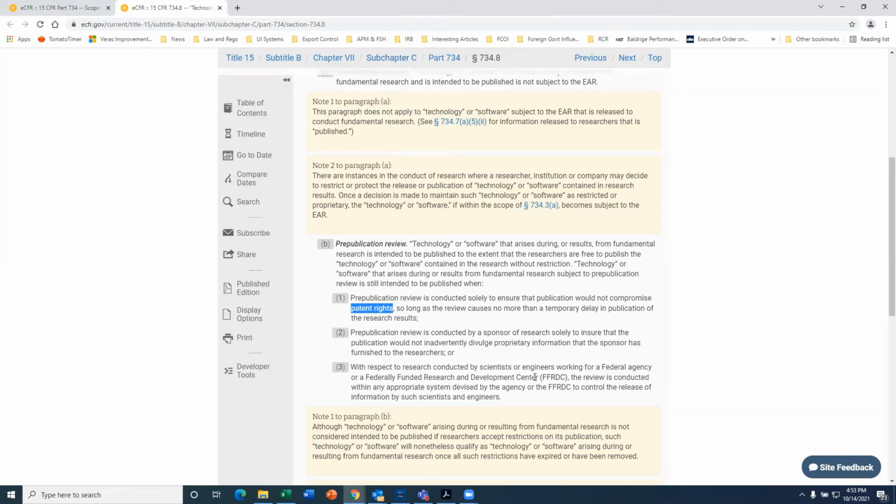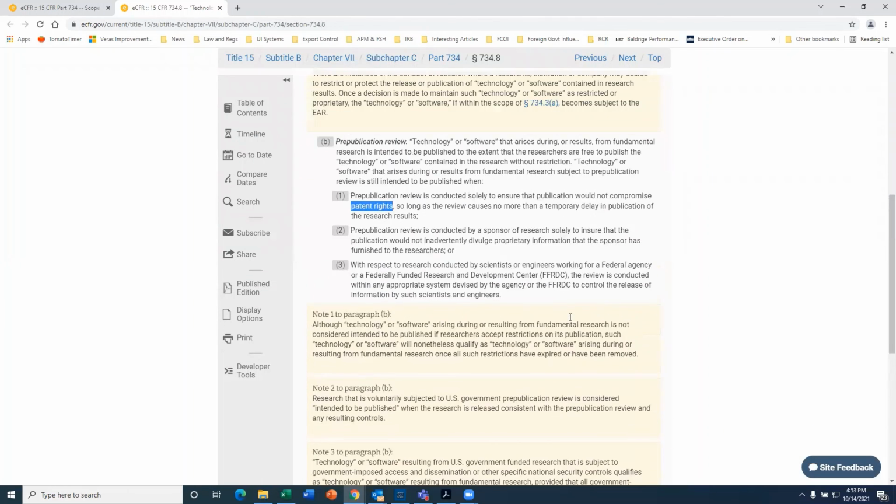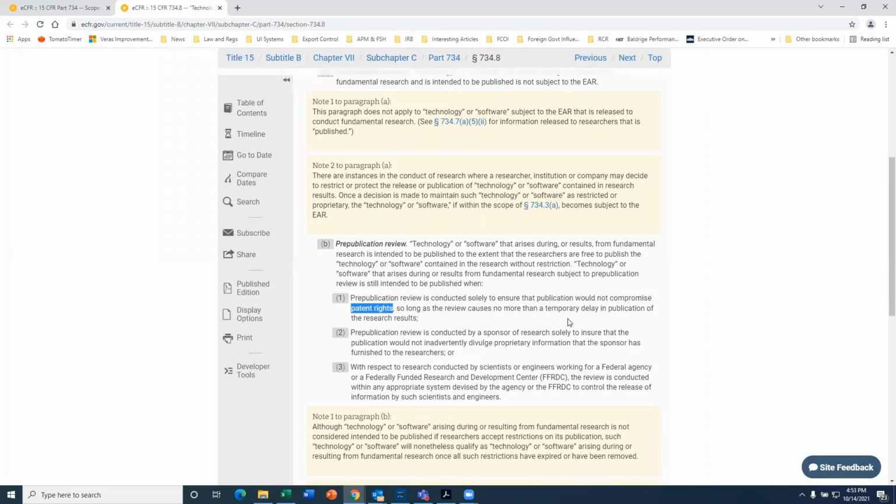So the EAR, that's the Commerce Department. The Commerce Department is responsible for oversight of all exports with certain carve-outs. Those carve-outs include one, a very important one, which is fundamental research. Fundamental research: science, math, engineering, intended to be shared broadly, not subject to a publication restriction, and pre-publication review, so long as it's to protect patent rights and to ensure that proprietary information isn't inadvertently included in the publication. That pre-publication review is not a publication restriction. All right, there you go.